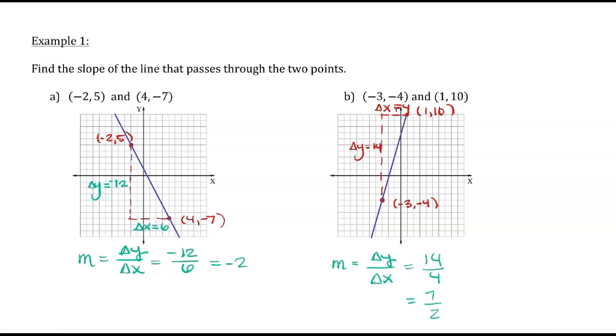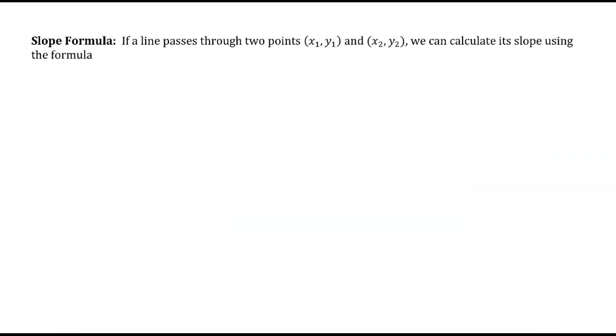Let's now generalize what we've been doing as a slope formula. If we have a line that passes through 2 points, we'll call them x1, y1 and x2, y2, we can calculate the slope of this line using the following formula. We already know that the slope is equal to rise over run. We also know that that is equivalent to the change in y value divided by the change in x value.